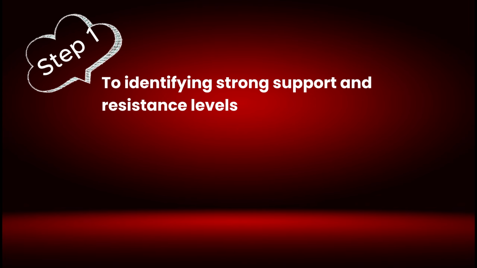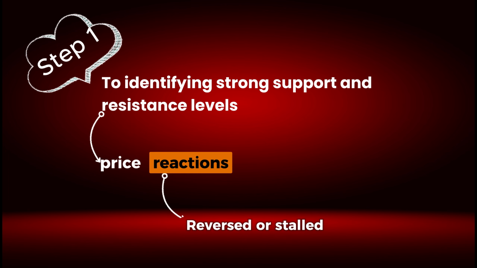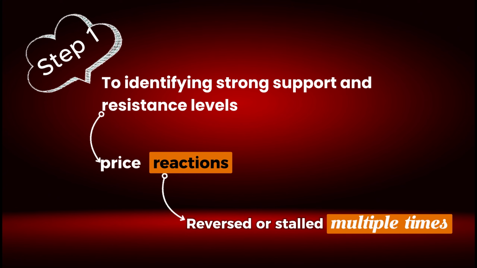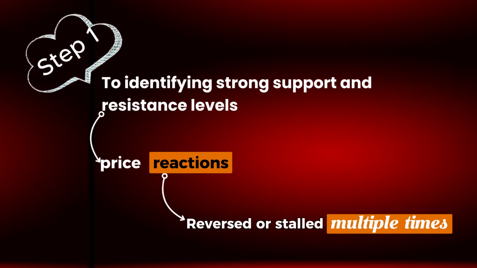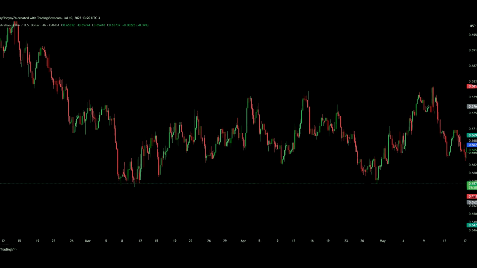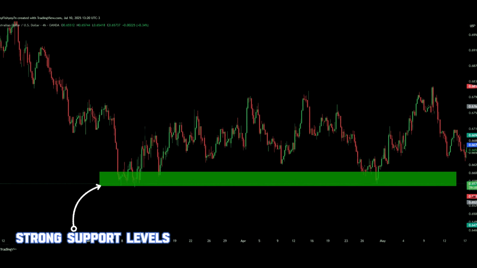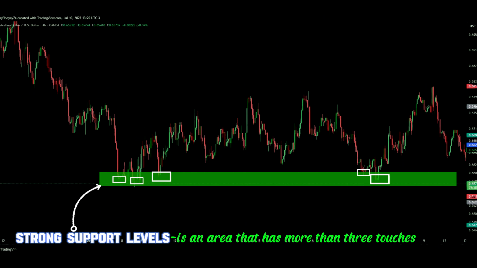The first step to identifying strong support and resistance levels is to look for price reactions. These are areas where price has reversed or stalled multiple times. Strong support and resistance levels are levels where the price reacts multiple times. Now, when we get into the charts, what are strong support levels? Strong support levels are an area that has more than 3 touches. Look for areas where price has bounced up multiple times. The more times price reacts to a level, the stronger it becomes. So, a strong support level is once price has more than 3 taps of price being held above that support level, as you can see in this example right here.